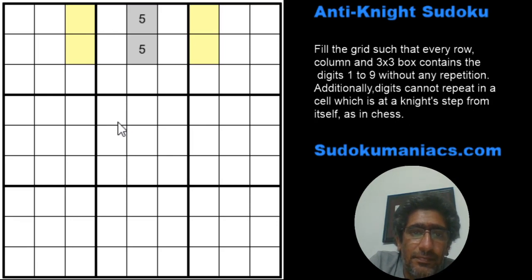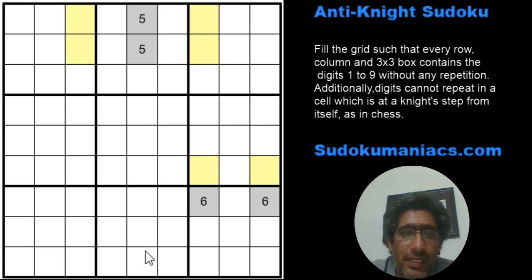Alright. Now, supposing these were the two places where I could have a 6. When such kind of a placement is available to us, sorry, the yellows, these two cells, we can go ahead and eliminate the 6 from these cells.